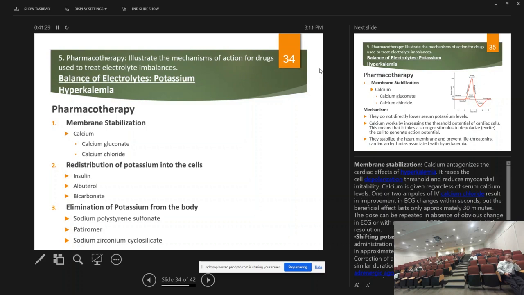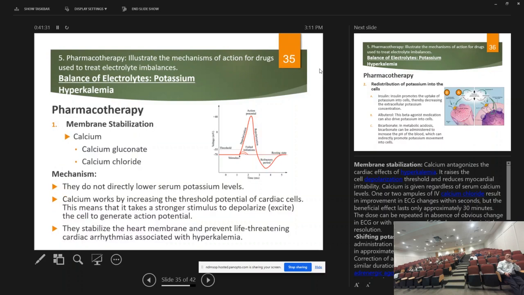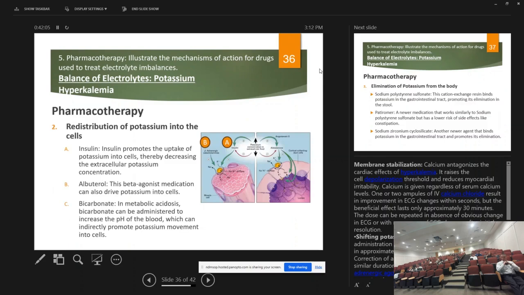Yeah, so we covered this. I think I already talked about the therapy, like how to stabilize your membrane. Basically, you're stabilizing the membrane with calcium gluconate and calcium chloride. It increases the threshold potential, meaning the gap increases so that you don't produce these blips of action potential. So it stabilizes the heart membrane and prevents the cardiac arrhythmia associated with hyperkalemia, because higher potassium can do that.